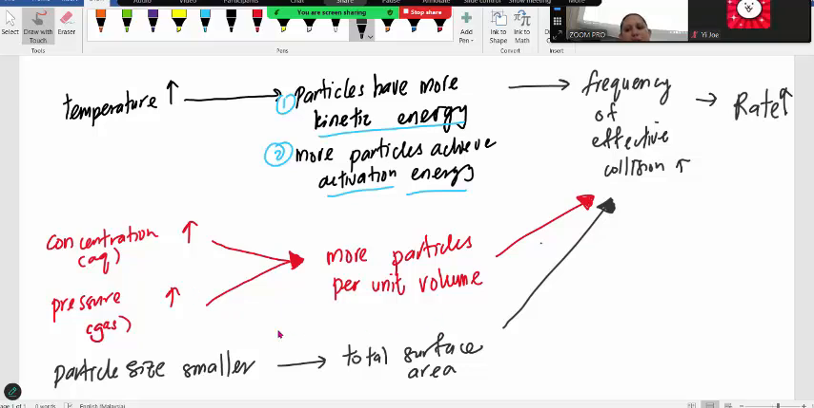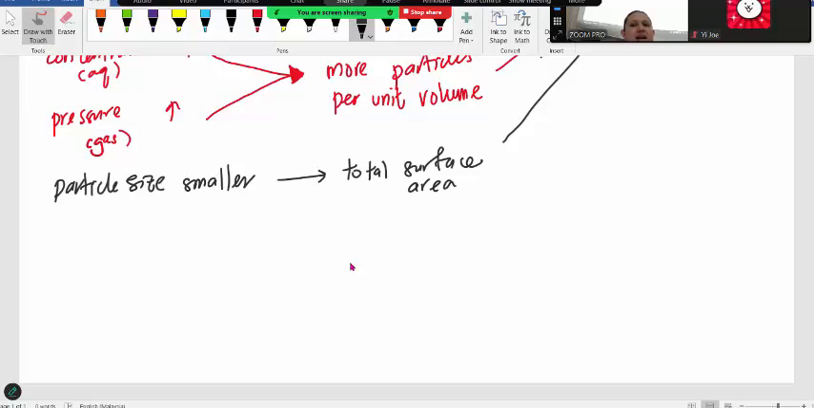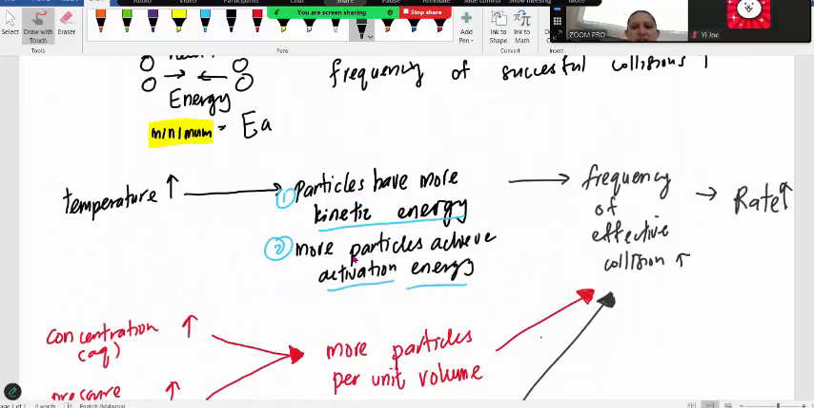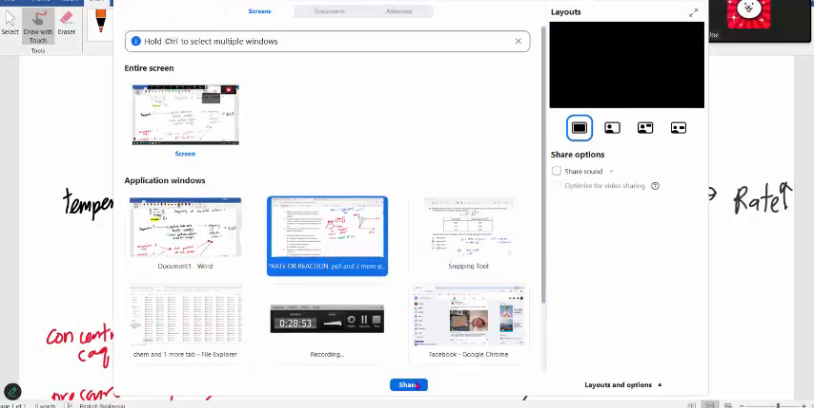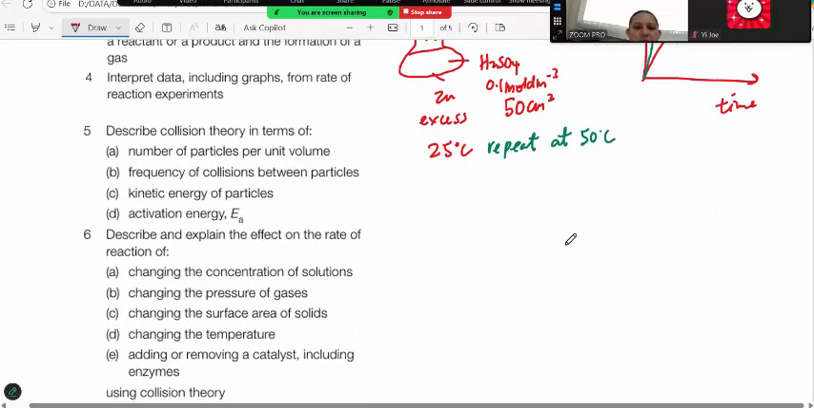Catalyst is the only one that is special. A catalyst can lower activation energy. Do you all remember what activation energy is? Yes, the energy needed to break the bond. I taught you this last week. When they were breaking bonds, they must collide.